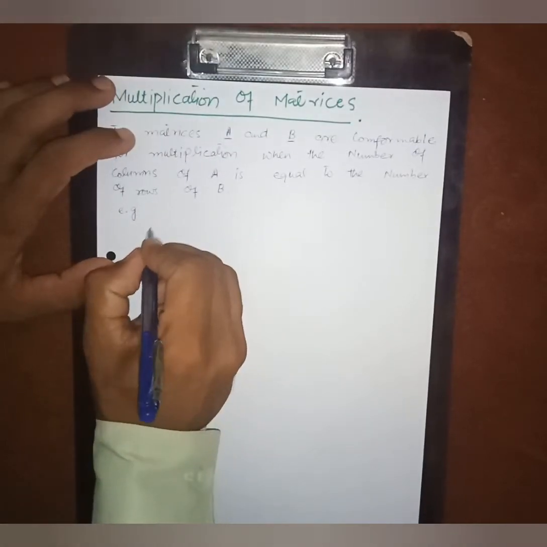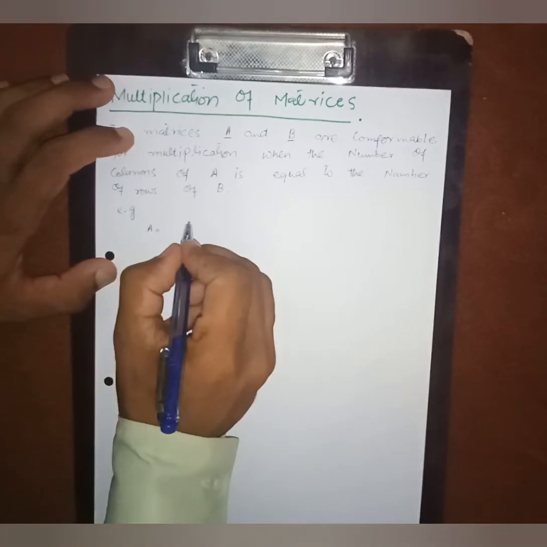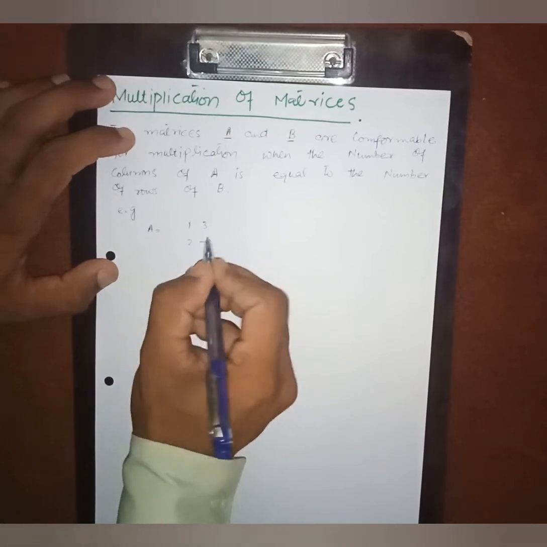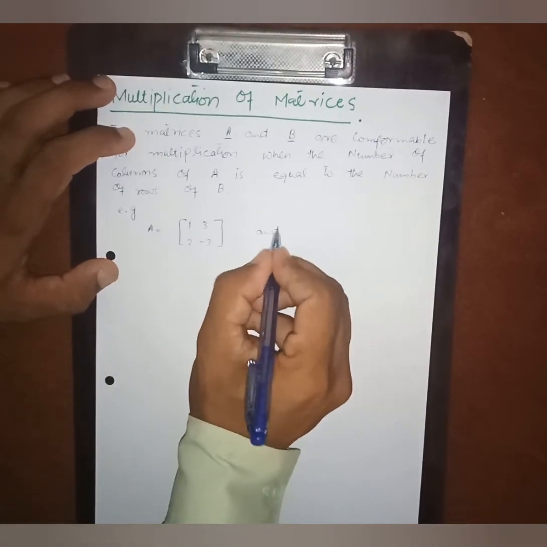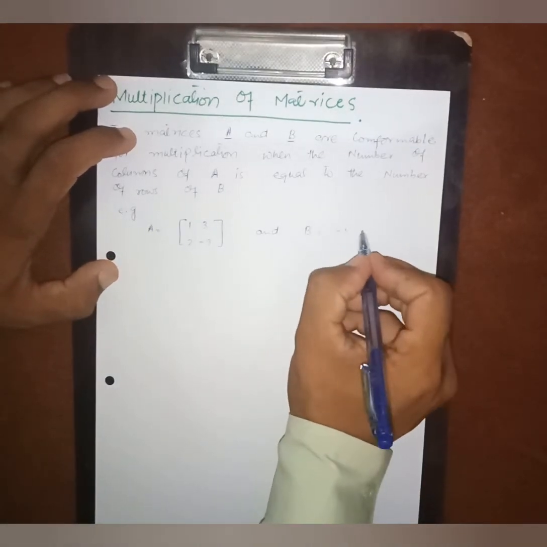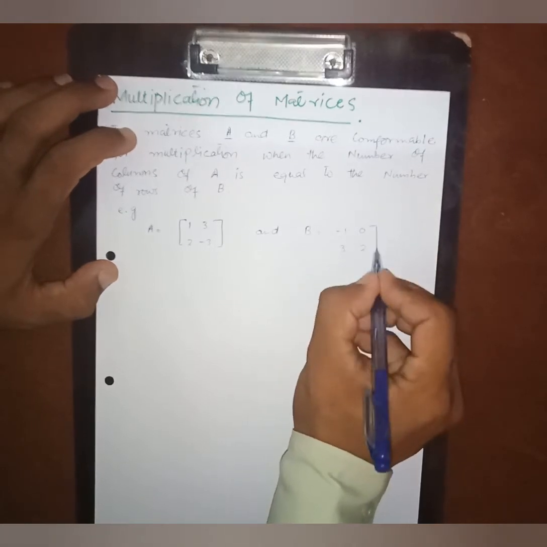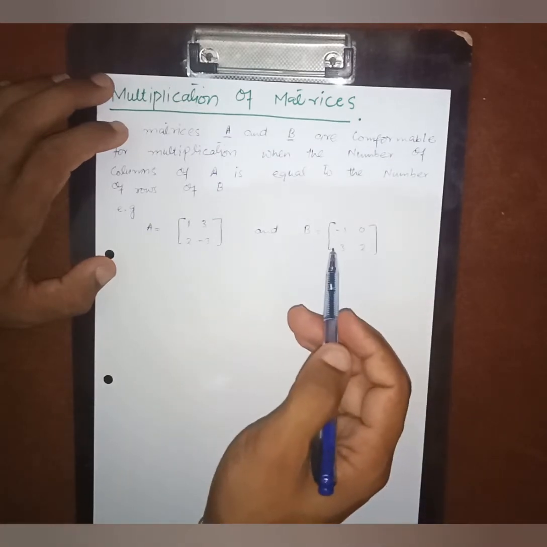Suppose we have a matrix A, which is 1 3 2 minus 3. And we have another matrix B, which is minus 1 0 3 2. So we just need to multiply these two matrices.